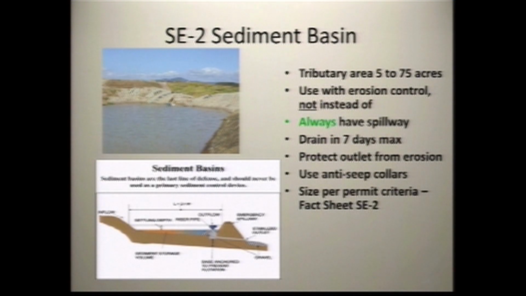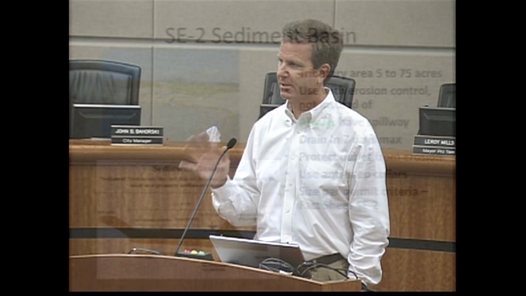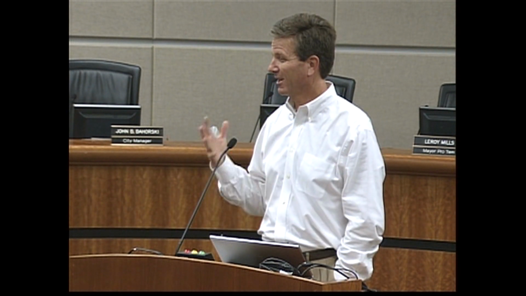Sediment basin, this is for concentrated flow areas. It has to be designed per fact sheet SE2, that's in the CASQA manual, that's in the permit. And that just has basic design elements like sizing the hydraulics of the outflow tower, making sure that you have riprap at the inlet and the outlet, and also making sure that you have a spillway. Anytime you impound water behind an embankment, you've got to have an emergency spillway if the primary outlet fails.